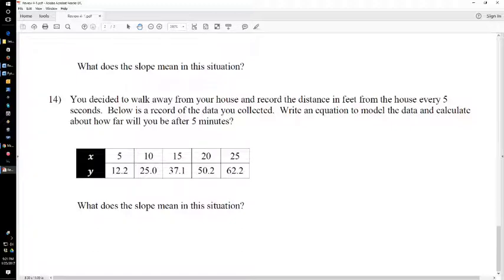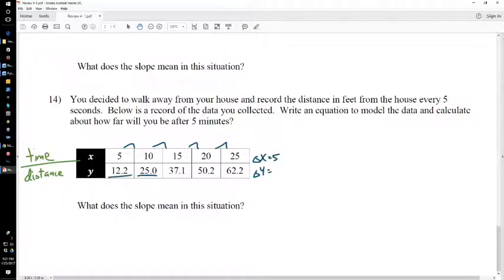Okay? So you're walking away from your house, and every 5 seconds you measure the distance in feet. So X would be the time, because every 5 seconds. And this would be the distance, how far away you are from your house. So for your change in X, for each one of these, we're going up by 5. And for your change in Y, let's just start calculating.